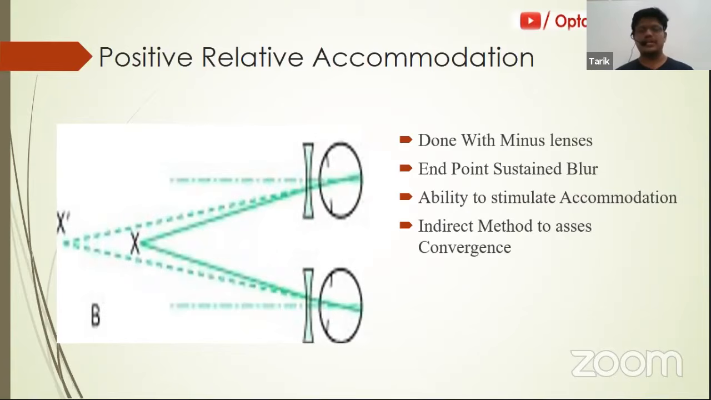Also, one more point to understand: your minus lenses are nothing but apex to apex lenses. The lens is thinner at the center, so they will act as a base in lens.